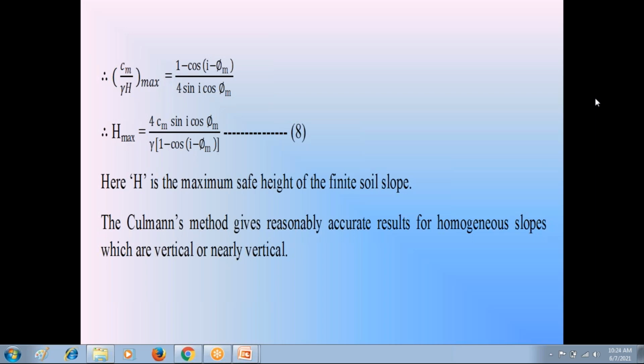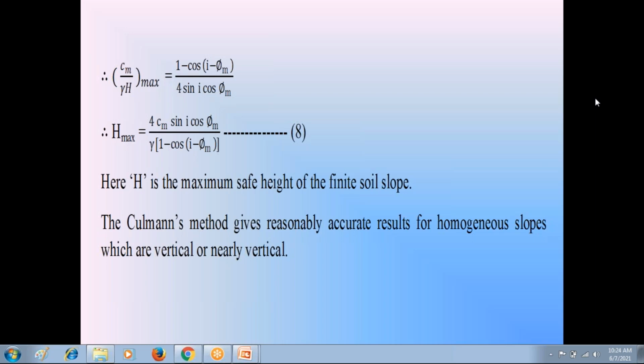In that force triangle, the angle between Cm and W is 90 minus alpha. Between Cm and R, the angle is 90 plus phi m, and between the force W and R, the angle is alpha minus phi m. Then we apply the sine rule on that force triangle. Cm divided by sine of alpha minus phi m is equal to W divided by sine of 90 plus phi m. From that equation, we get the stability number Sn. Sn is equal to Cm by gamma h.